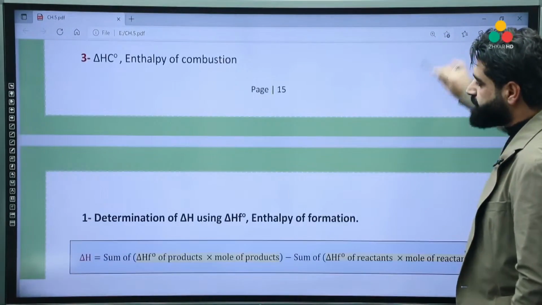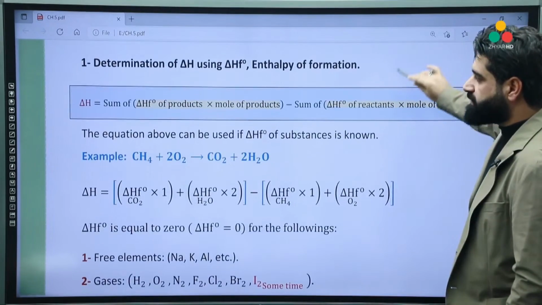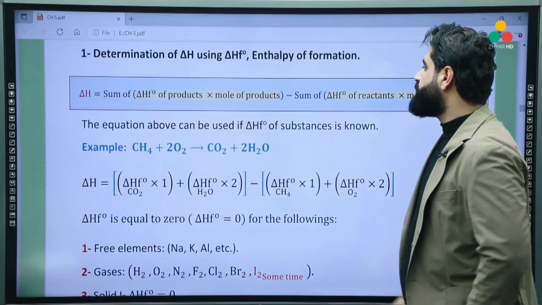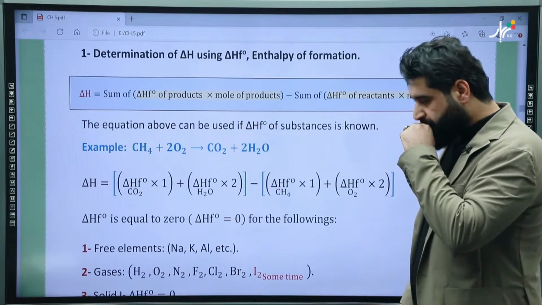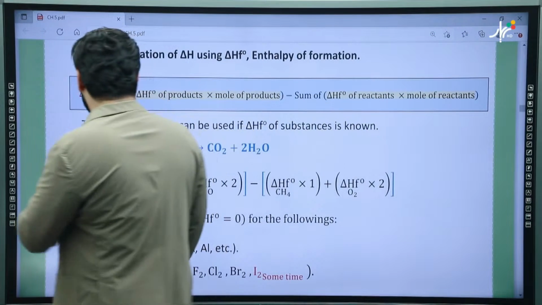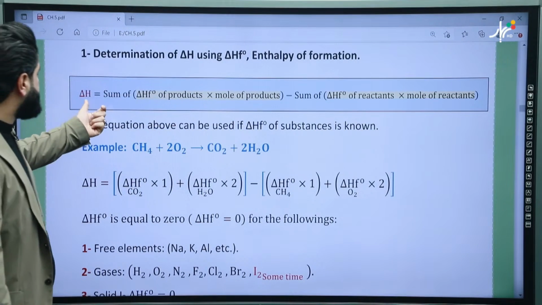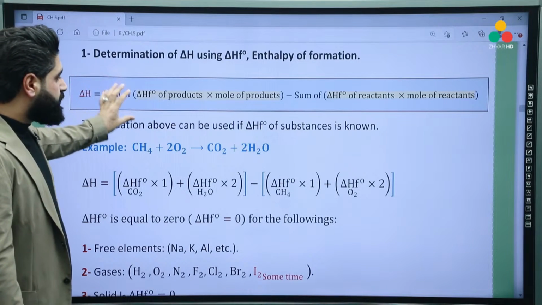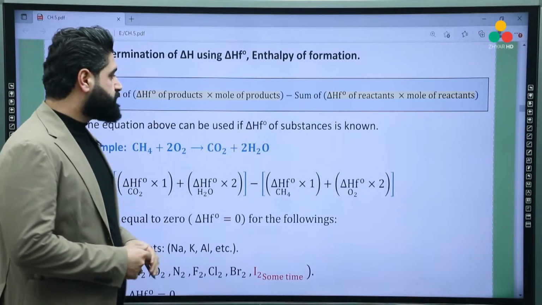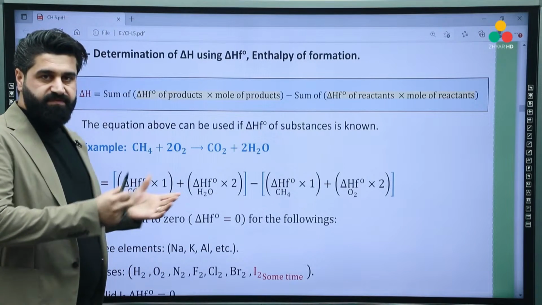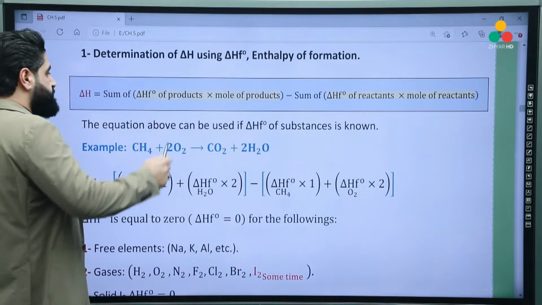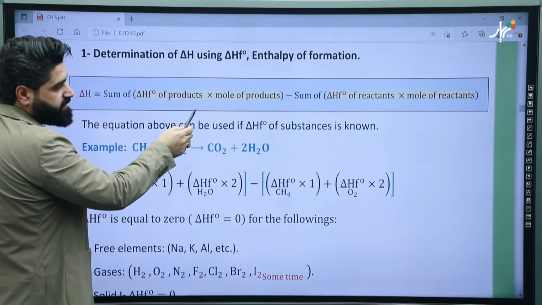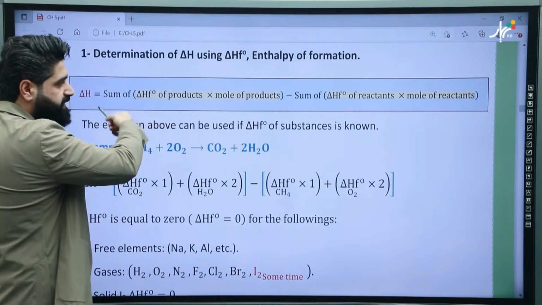Let's start with the first one, determination of delta H using delta HF, enthalpy of formation of substances. We have this rule. According to this rule, we're going to get the value of delta H. Look, first of all, you have to look into the knowns, the given, okay? If we have delta HF of all reaction substances, then you have to use this formula, this equation.